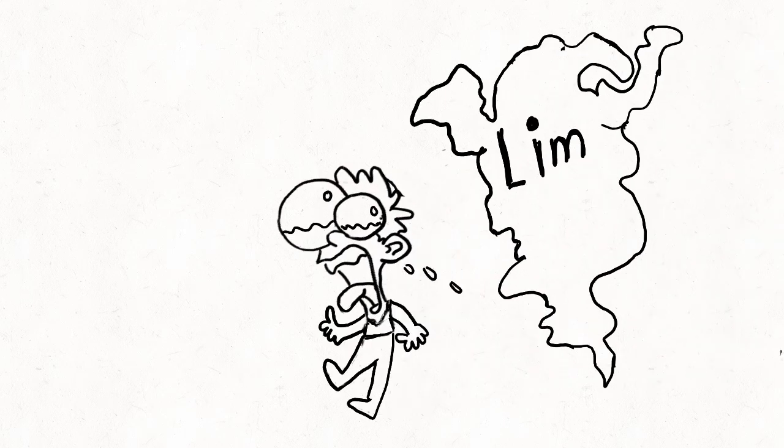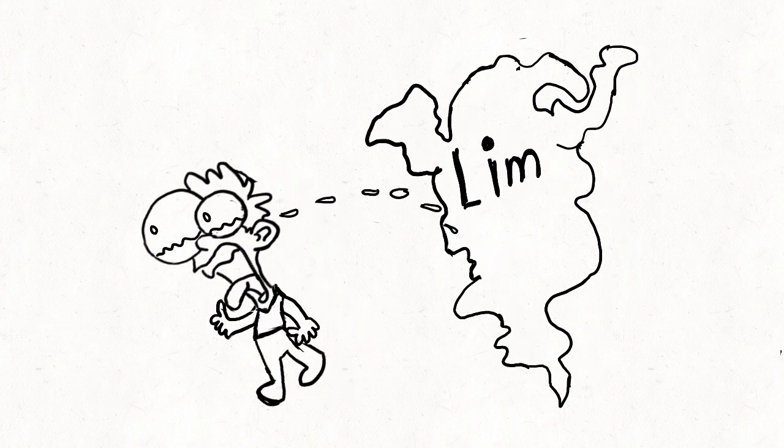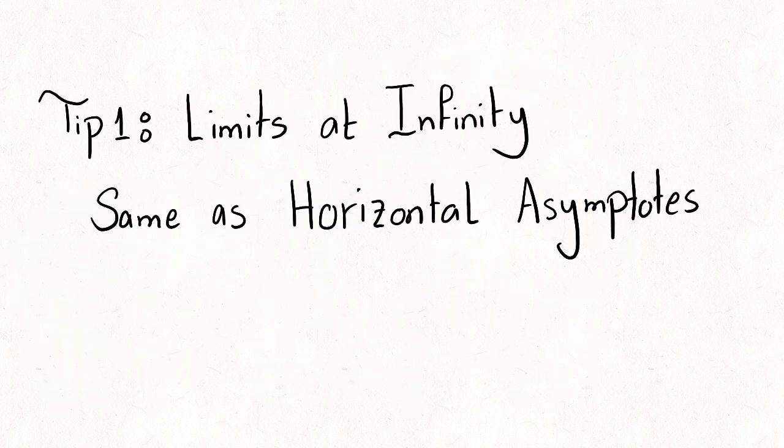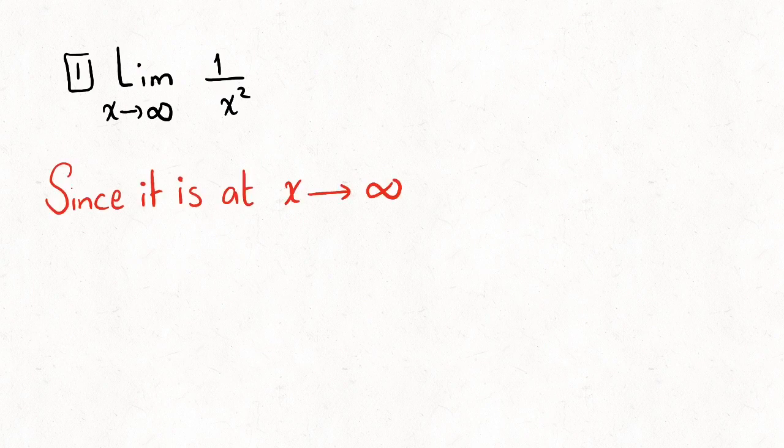Finding limits algebraically. Tip 1. When you deal with infinite limits, it is the same as dealing with horizontal asymptotes. Take the following example. Find the limit of 1 divided by x squared as x goes to infinity.